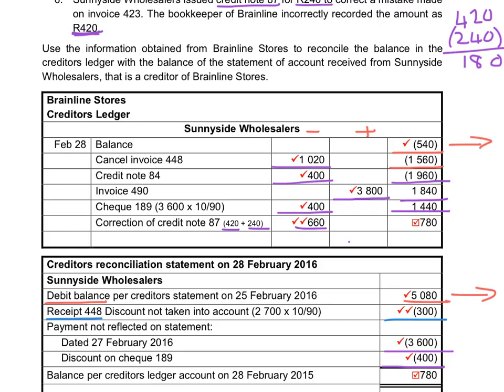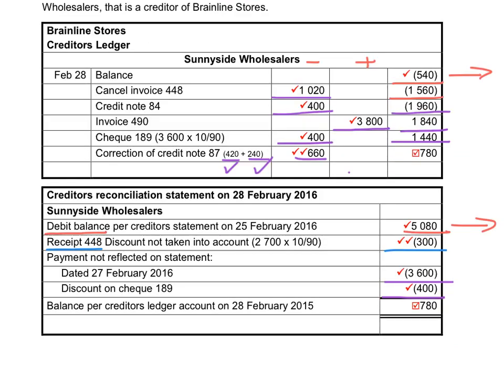Because this entry was incorrectly recorded on the wrong side of the account of the creditor, it means that we first have to correct the mistake, removing it from the credit side, and then we have to do the correct entry for 240 rand. After we made all these corrections and omissions, it means that the totals at the end of the month must show the same outstanding amount in our books and in the creditor's reconciliation. If it doesn't show the same figure, it means there's still mistakes, and you will have to go and look for those mistakes.